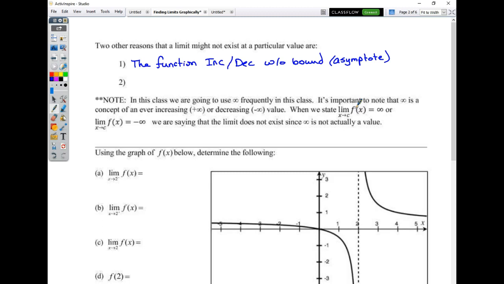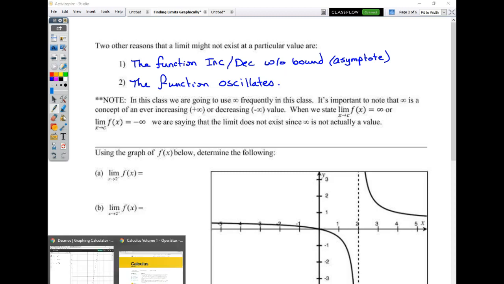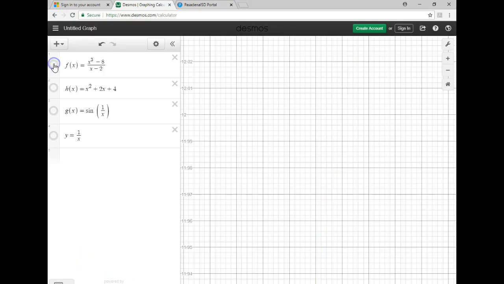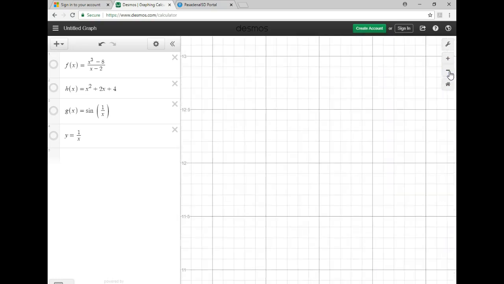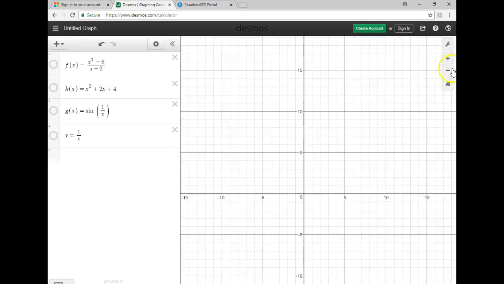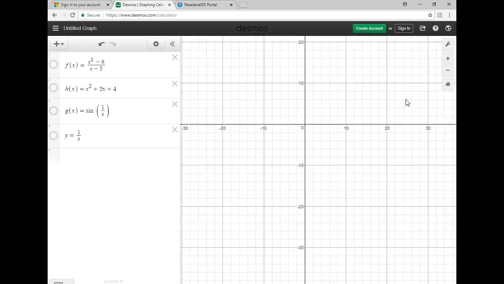The second one I want to introduce you to is when the function oscillates. This is when my people who have PTSD from physics are going, ah, and my people who are excited about physics are like, yeah! For some reason, oscillation just scares people. It reminds them of physics. I apologize for those of you who didn't like physics. That was my minor in college, so that's totally my jam. And calculus kind of exists because of physics, so I'm partial to physics.